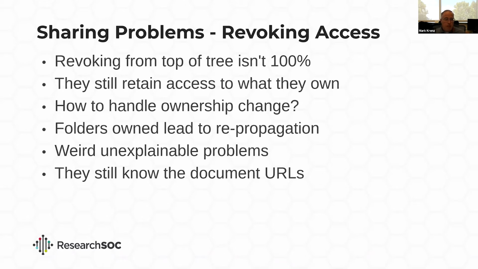If a former user owns a folder and you remove their access, then any new files that get created underneath that folder end up with them gaining access to those new files. So this is like a repropagation of permissions that happens if you don't take care of the folder ownership change problem. There are also some other weird, unexplainable problems I just put into a bucket there. And then, of course, they still know the document URL, so if you're sharing by link, they're still going to be able to go back and access things, potentially adding themselves back in to have permissions again if you're allowing edit access by link.